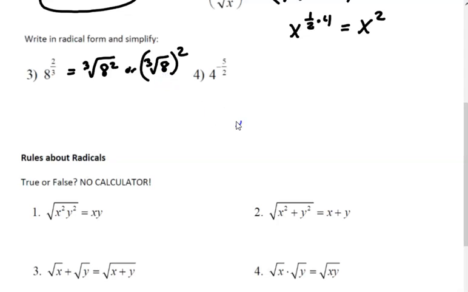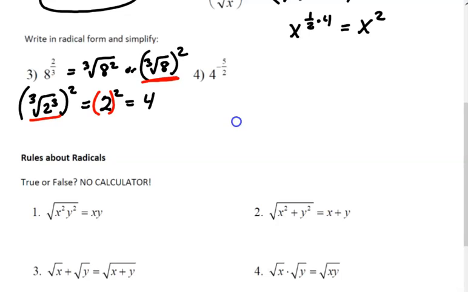So if I'm looking at the second one here, I could say this is the cube root of 2 cubed, squared, or 2 squared, which is 4. Because all of this inside the parentheses just equals 2. Okay.